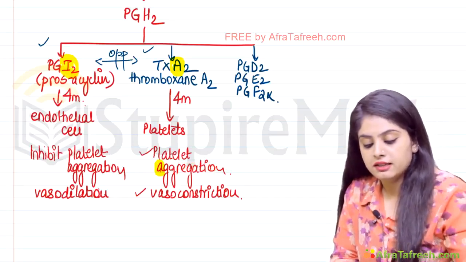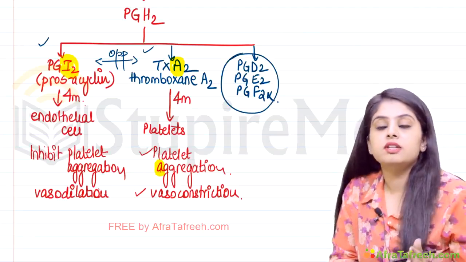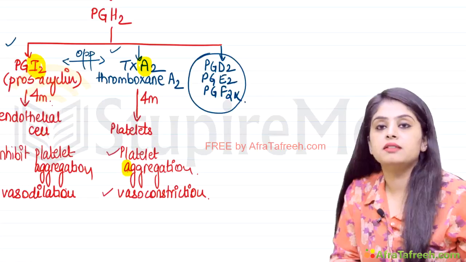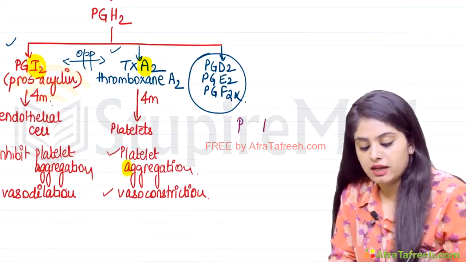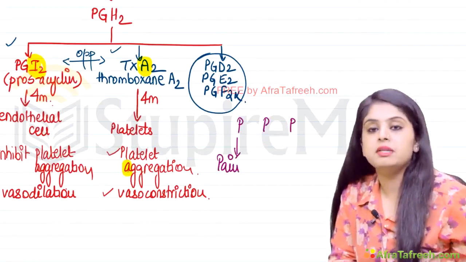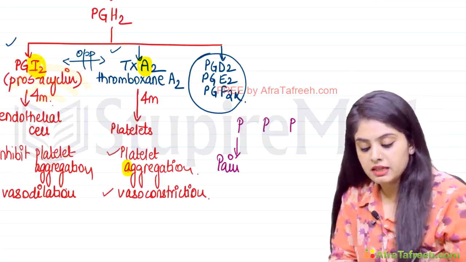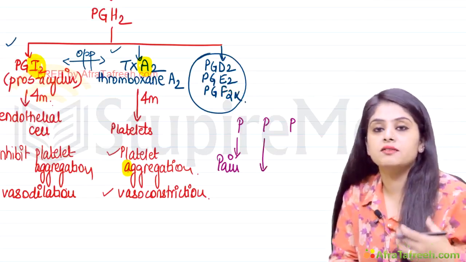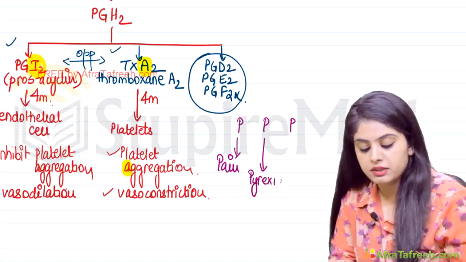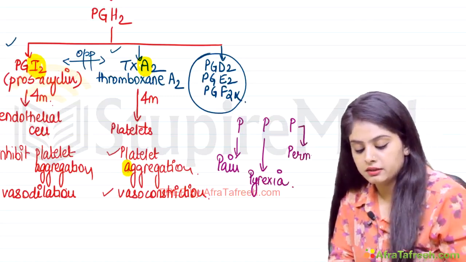Now going to the third set that comprises of D2, E2 and F2 alpha. All three of them have some functions which are common. And how will we remember these? By the 3 P's. They are going to have 3 P functions. That is pain. The first P is for pain. As we've already discussed, inflammation is associated with pain. The second is, we all know when we have an infection, there is fever. So we will term that as pyrexia. That happens to be the second P. And the third P is for permeability.